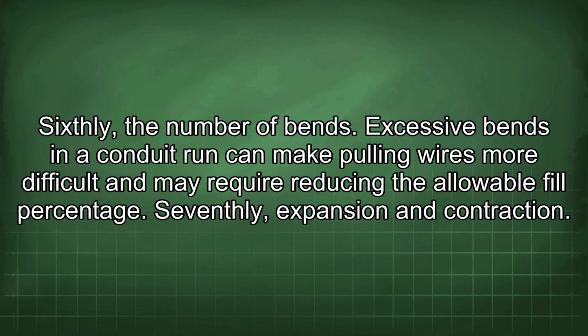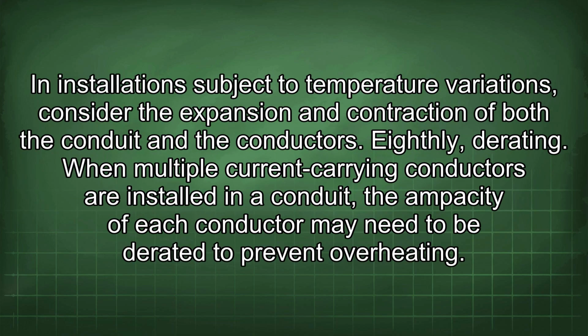Sixthly, the number of bends. Excessive bends in a conduit run can make pulling wires more difficult and may require reducing the allowable fill percentage. Seventhly, expansion and contraction. In installations subject to temperature variations, consider the expansion and contraction of both the conduit and the conductors. Eighthly, derating. When multiple current-carrying conductors are installed in a conduit, the ampacity of each conductor may need to be derated to prevent overheating.